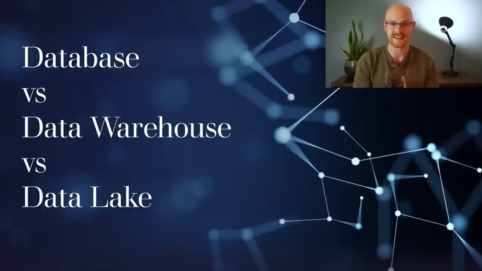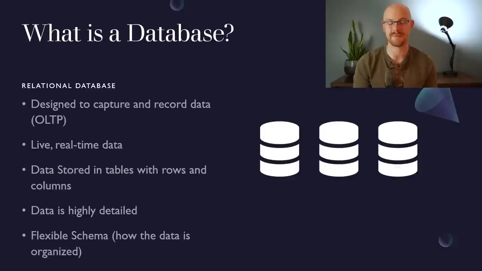All right, so we're gonna be taking a look at a database, a data warehouse, and a data lake, but let's start with a database. Now, when someone says a database, typically they're referring to a relational database. A relational database can capture and store data via an OLTP process, which stands for online transactional process. So when a company completes a transaction and sells an item, it'll record that within a database. And that data has the ability to be live real-time data. Data in a database is going to be stored in tables, which have columns and rows, and it's going to be highly detailed, which means you're going to be able to go in and see every single aspect of the data. Databases also have a really flexible schema, which means you can go in there and change things as you go to make it work for what you need.